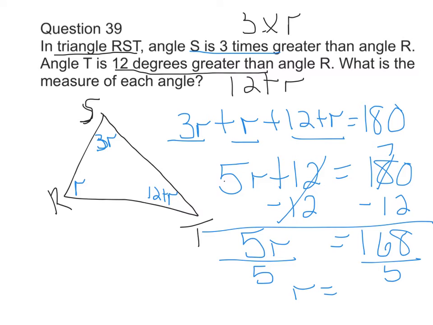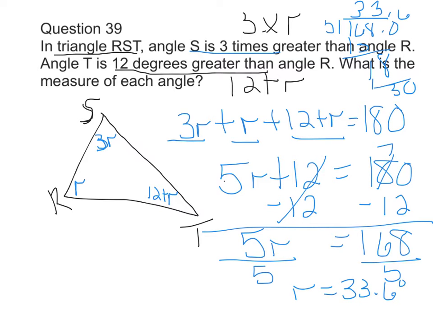So 168 divided by 5, I'm actually going to come up here and write this. So it'll go in there 3 times, so that'll be 15. 5 will go into 18 3 times as well. And then add a decimal, bring down your 0. 5 will go into 30, 33.6. So R is 33.6 degrees.